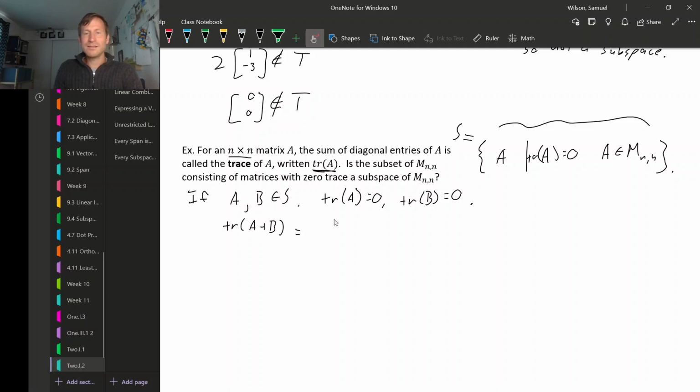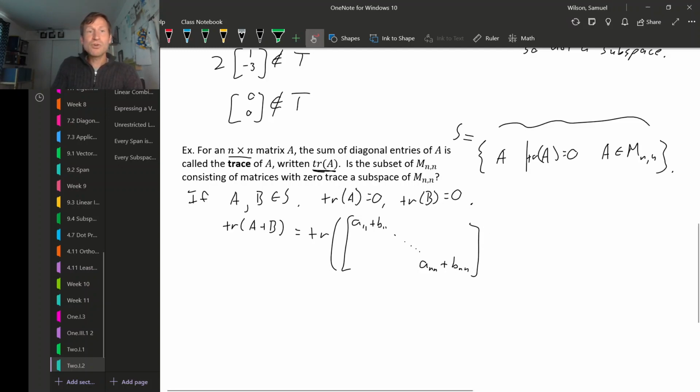Well, let's write out what A plus B actually is. So A plus B is the matrix where the first entry is the 1,1 entry of A plus the 1,1 entry of B, and so on down the diagonal, down to this bottom right corner, it's the nn entry of A plus the nn entry of B. That's how you add matrices. You just do it entry by entry. Of course, there are a lot of off-diagonal entries as well, but since we're going to add up the diagonal entries, we really only care about the diagonal entries.